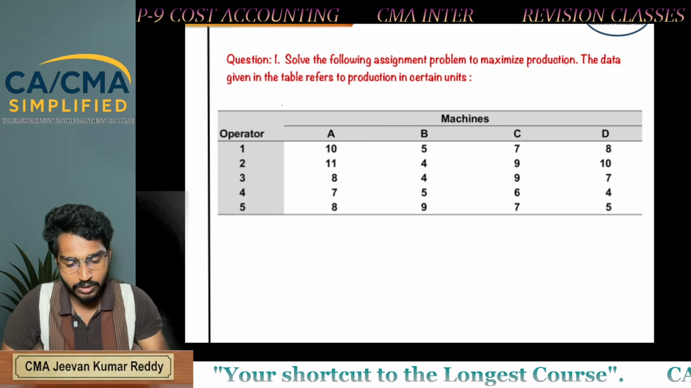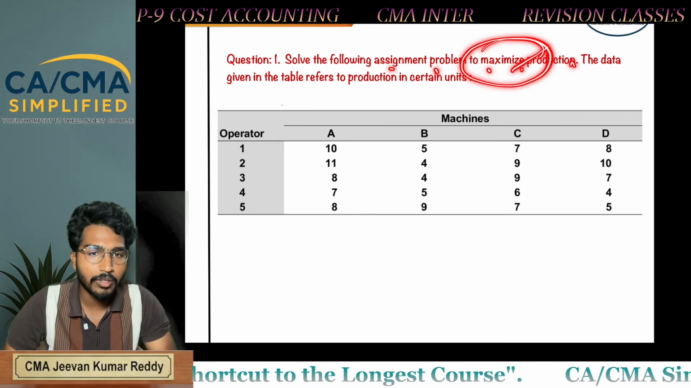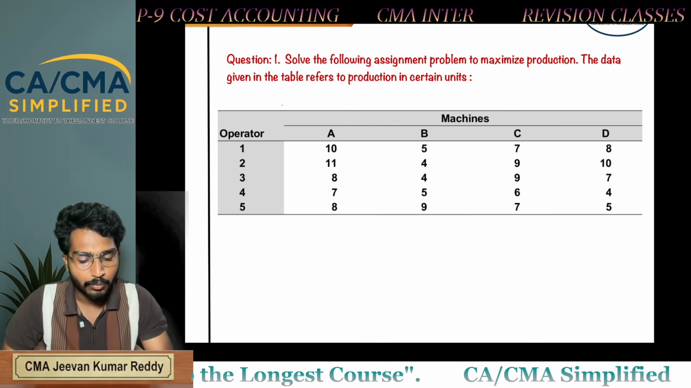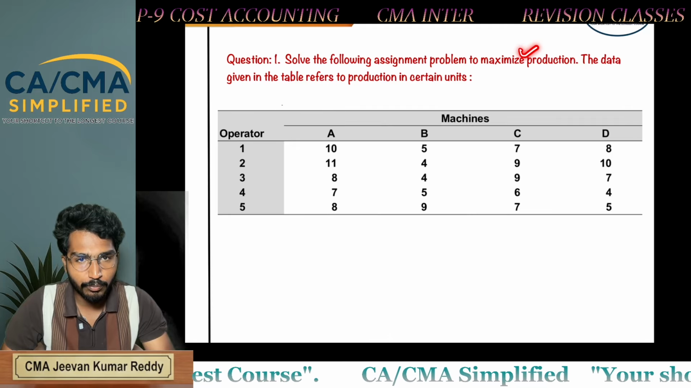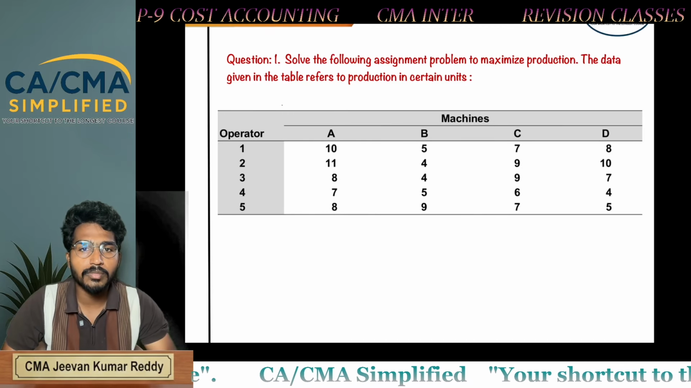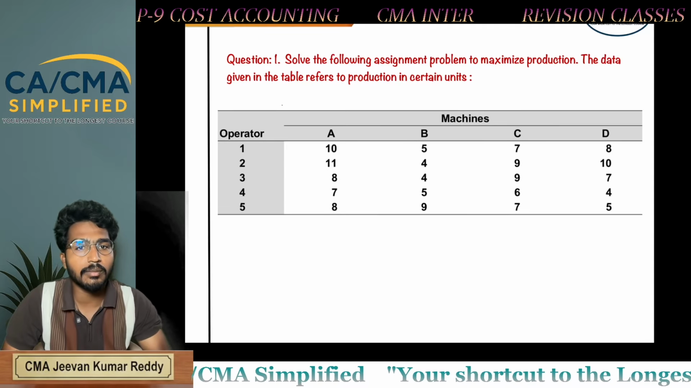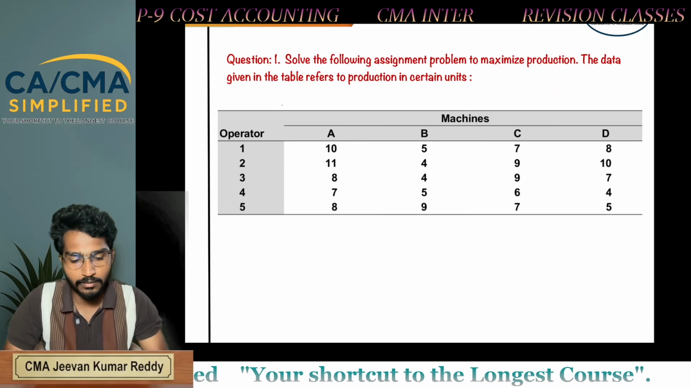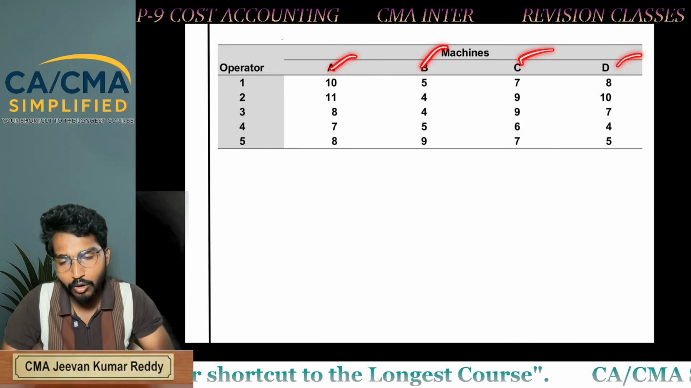While doing the problem, I will explain each and every step. First, see question number 1. Solve the following assignment problem to maximize production. Here, what is the problem? Maximize. If in the question they say profits or revenues or number of production, number of units, like that, the problem is a maximization problem. That means our objective is to maximize the profits or the sales or the sales revenue. So here we need to maximize the production. Now, how many machines are there? A, B, C, D. How many operators are there?